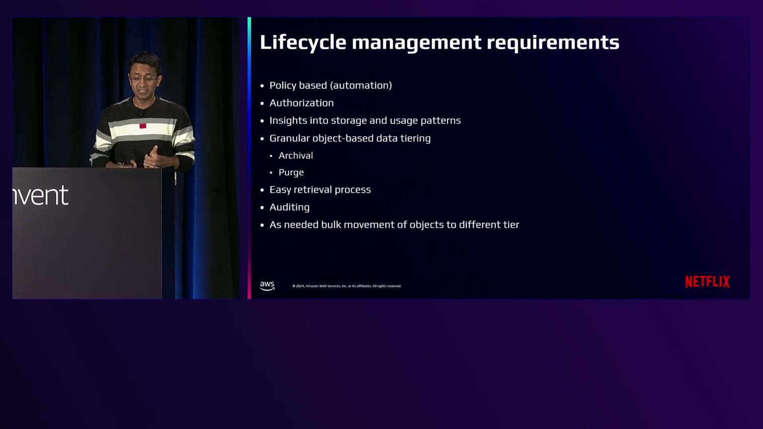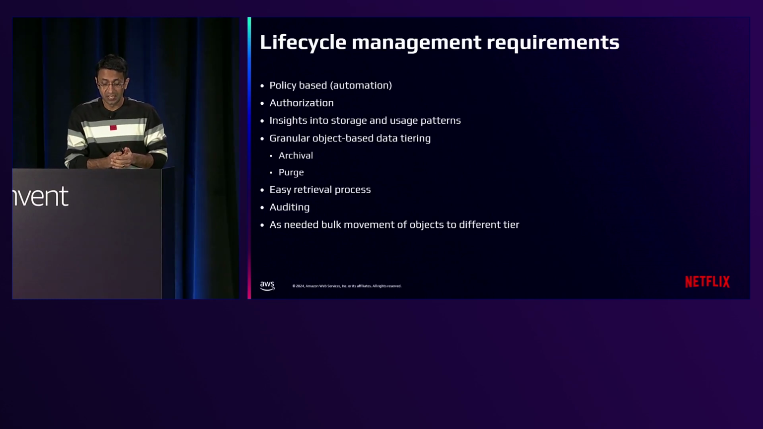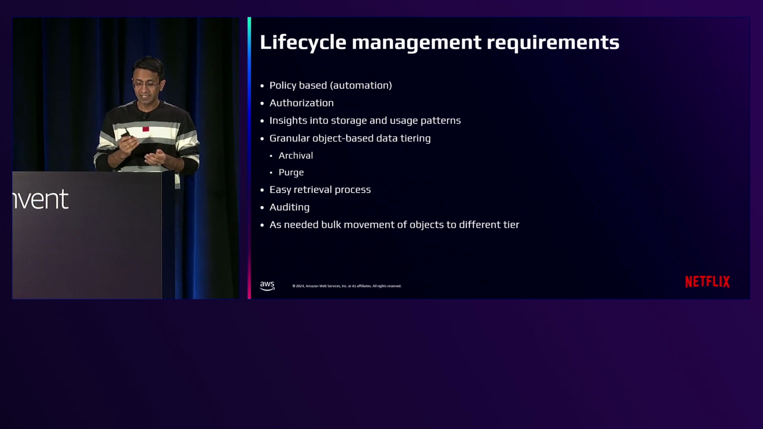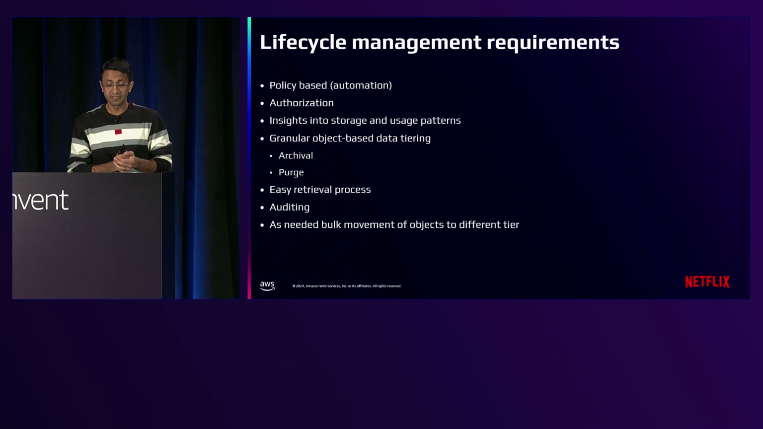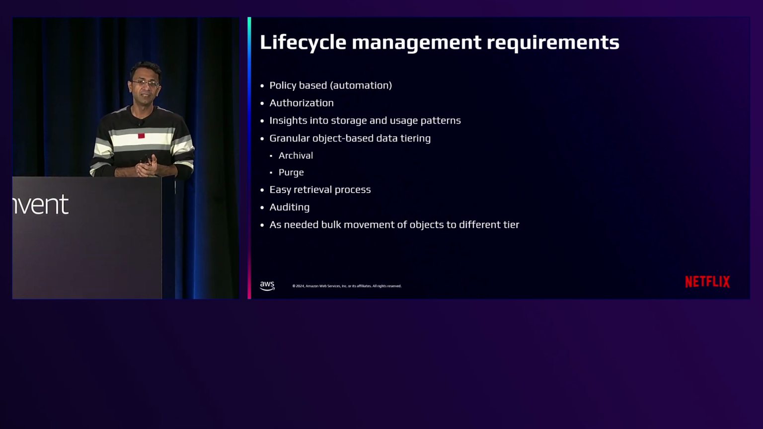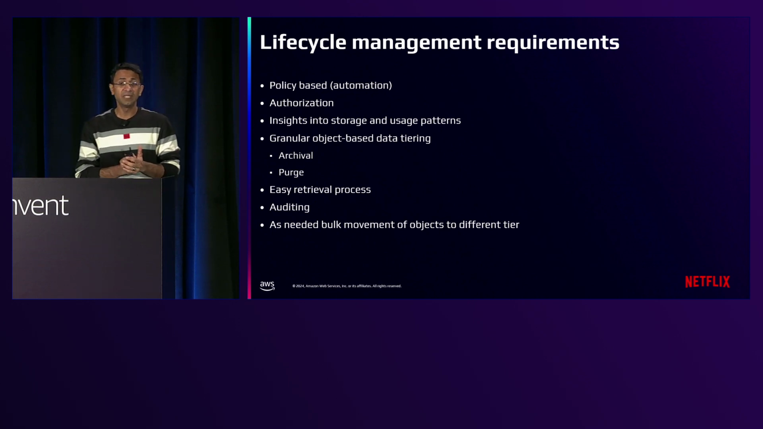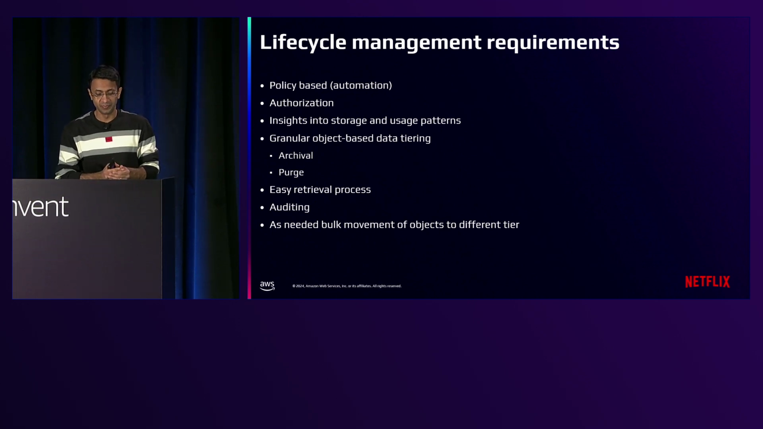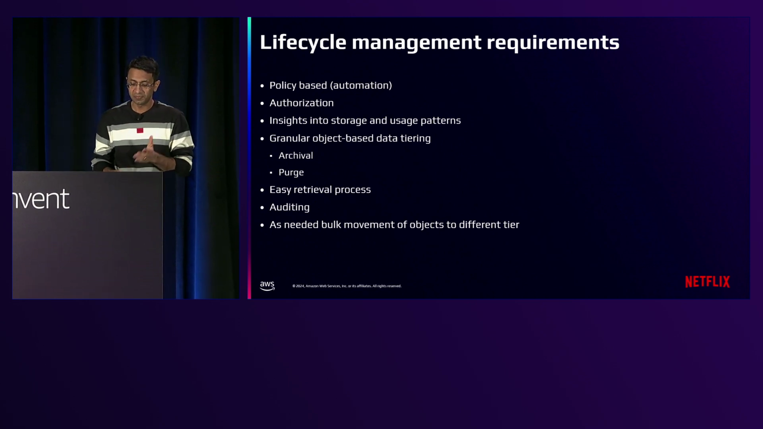Archival must maintain data integrity at all costs, and purging must be secure, compliant, and irreversible. Comprehensive auditing capabilities give us the transparency that we need. Easy retrieval is crucial as it helps us cast a wider net with our archival policies. And finally, while automation is key, we need the flexibility for ad hoc bulk movements. This allows us to respond to immediate business needs, unexpected situations, without being constrained by automated policies.